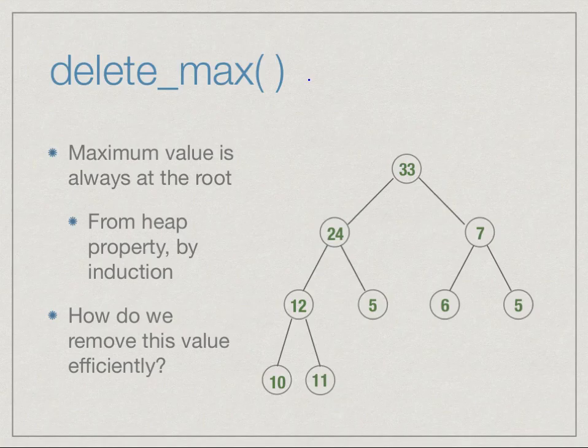The other operation we need to implement in a heap is delete max. Now one thing about a heap is that the maximum value is always at the root. This is because of the heap property. You can inductively see that because each node is bigger than its children, the maximum value in the entire tree must be at the root. So we know where the root is. Now the question is, how do we remove it efficiently?